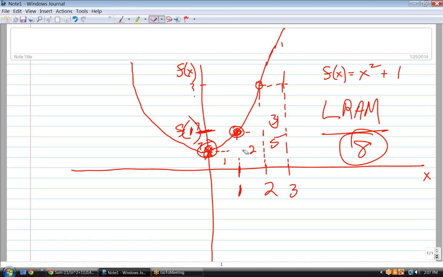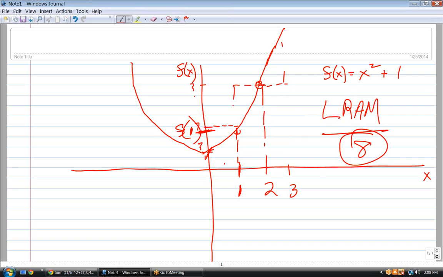So let's try a different method, which would be right RAM. The right side of the rectangle touches the function, exactly. So the first rectangle is going to be that. Second rectangle is going to be that. And the third rectangle is going to be that.